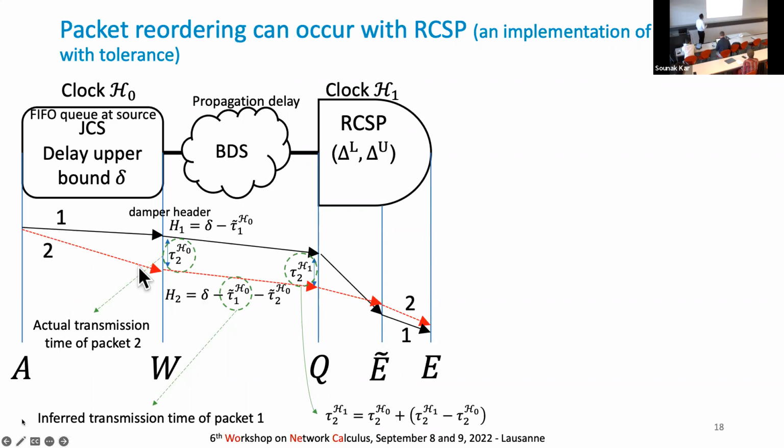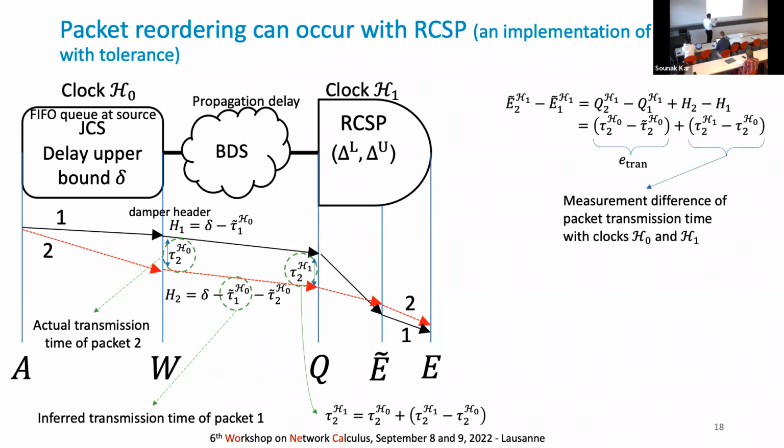Assume that two packets come back to back and are transmitted. The interspacing between the two packets is simply the transmission time of the second packet. The damper headers are computed respectively just by reducing the transmission time of each packet. For the second, since it is waiting for the first packet to be transmitted, we also have this term here.